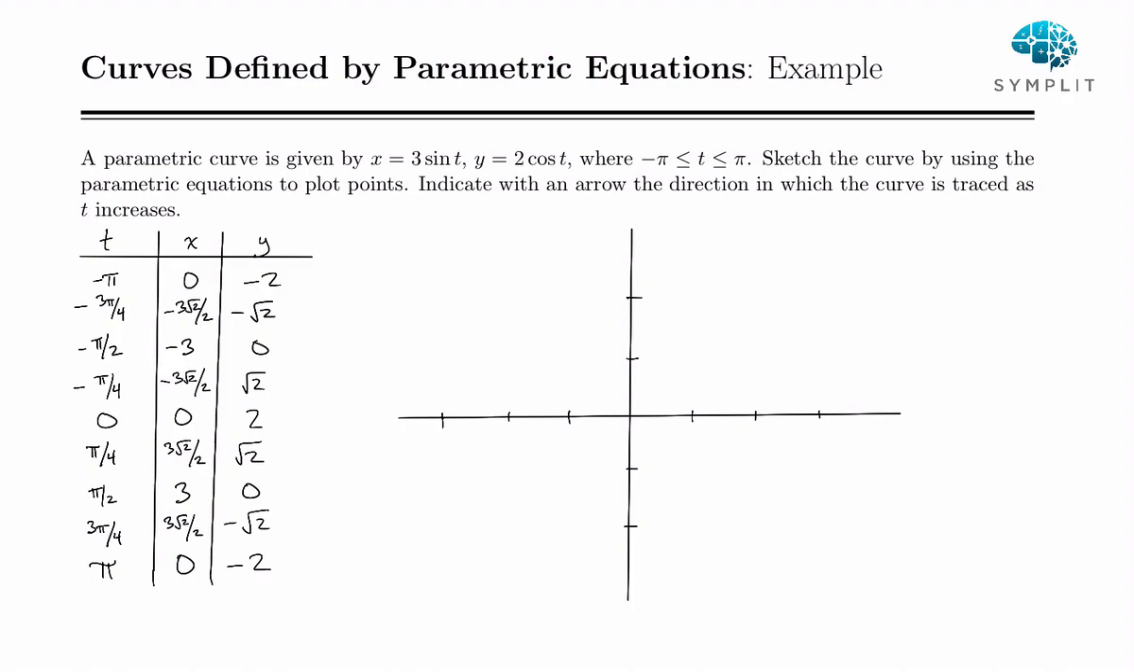And we've got these points. So we start out at 0, negative 2. So we start out right here. Okay, then as we start moving, we have negative 3 root 2 over 2 and negative root 2. So now we're down here in the third quadrant.